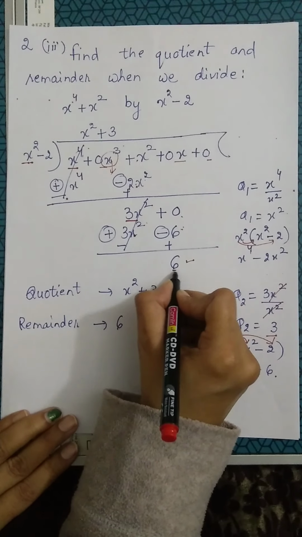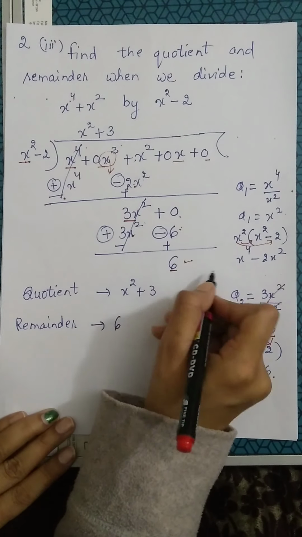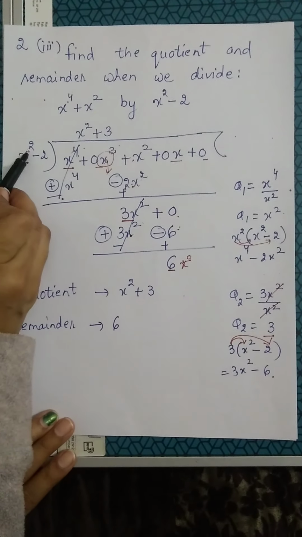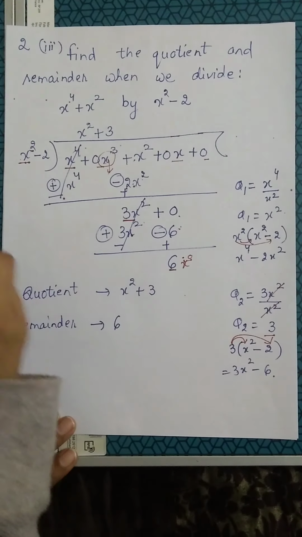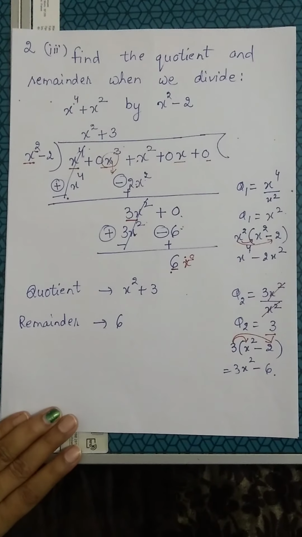Now here, this is a constant. And if we see with the variable, the power of the variable here is 0. And here the dividend is having 2 powers, so which is less. That means I cannot divide it further. This 6 will remain as the remainder.